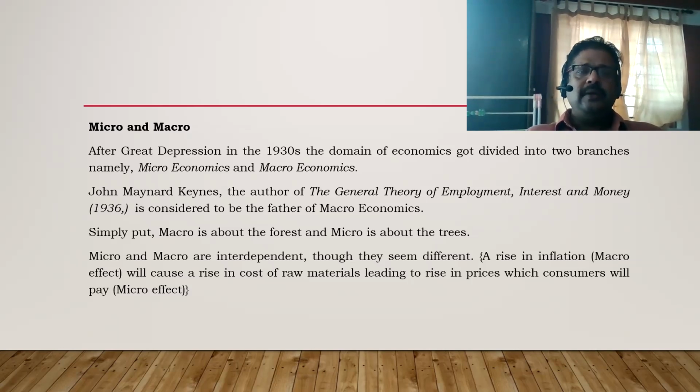Okay, so in 1936, John Maynard Keynes published a book called The General Theory of Employment, Interest and Money. And through this work, John Maynard Keynes opened up a new branch called macroeconomics.